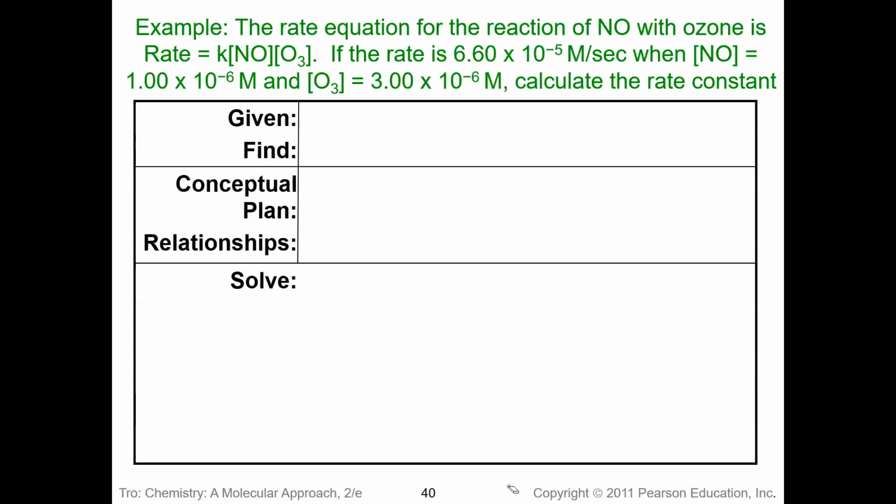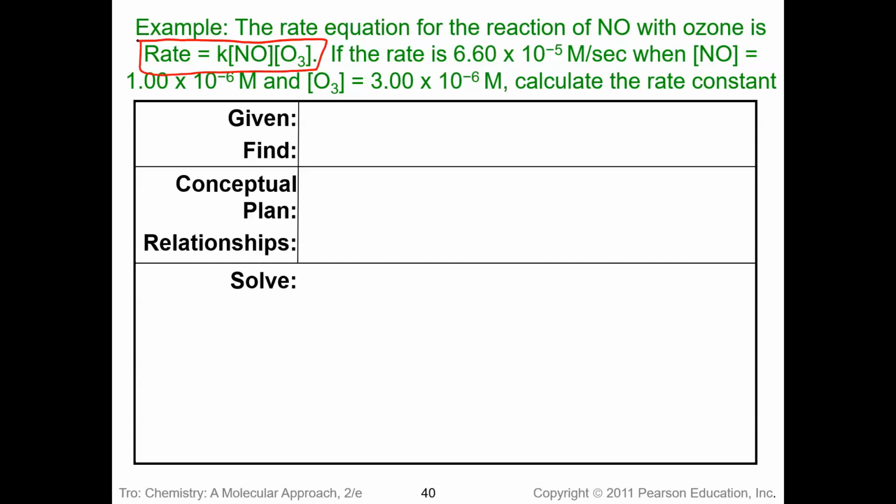Okay, so let's just do some basic practice with these. The rate equation for the reaction of NO with ozone is this. And so you can see here, this is first order with respect to NO. This is first order with respect to O3. The overall order of the reaction is 2. Right? And so this is our rate law.